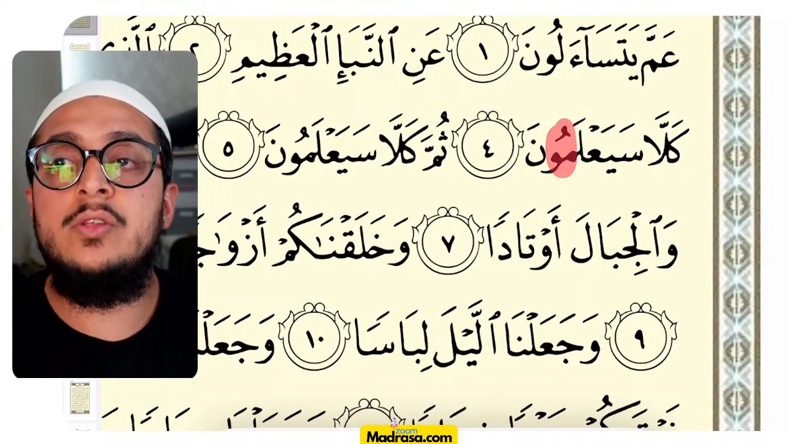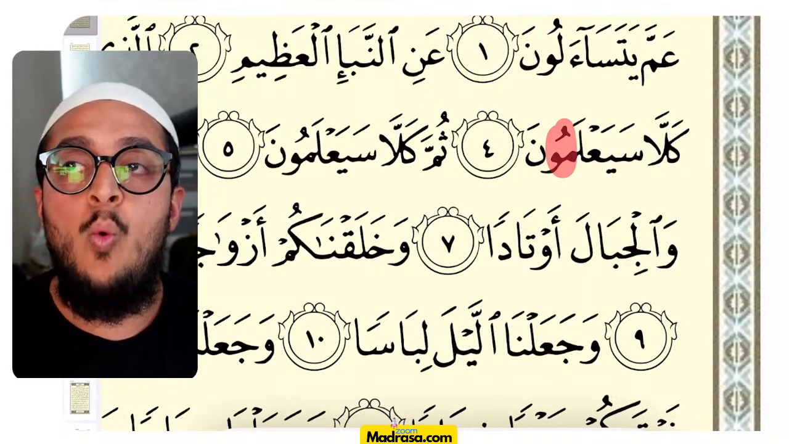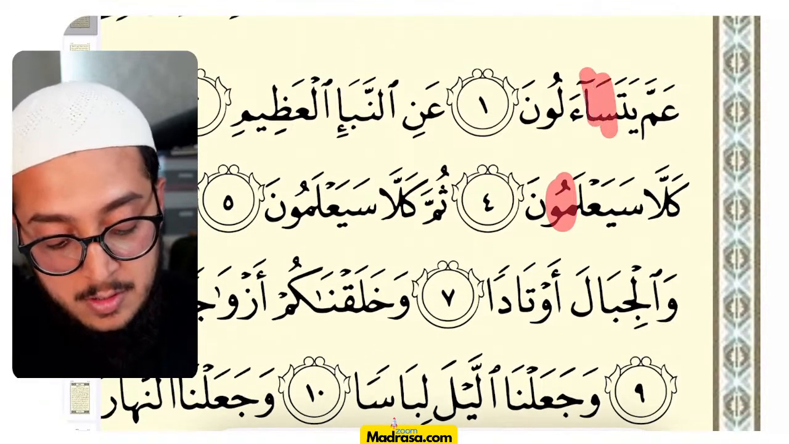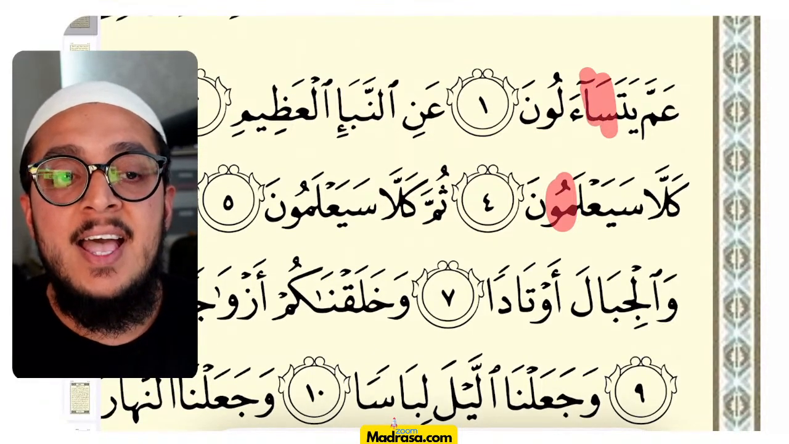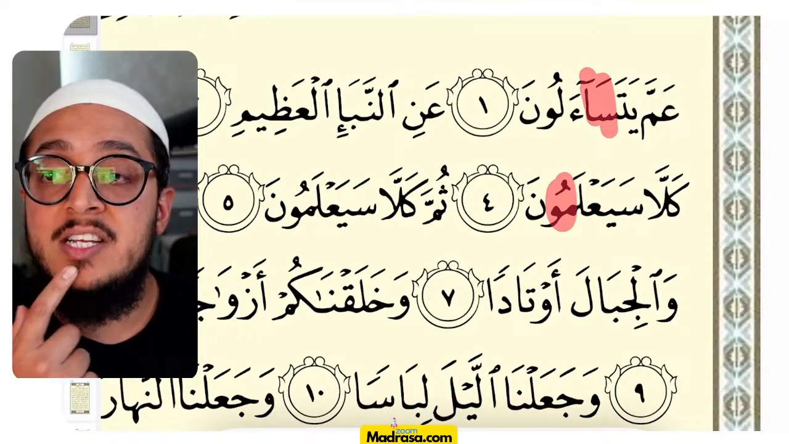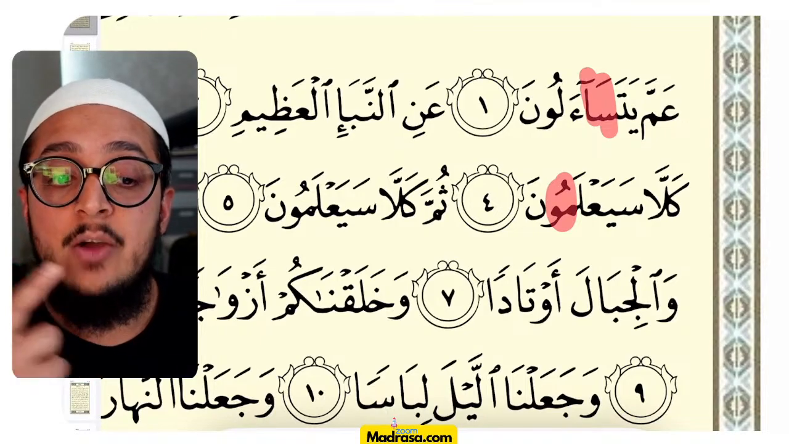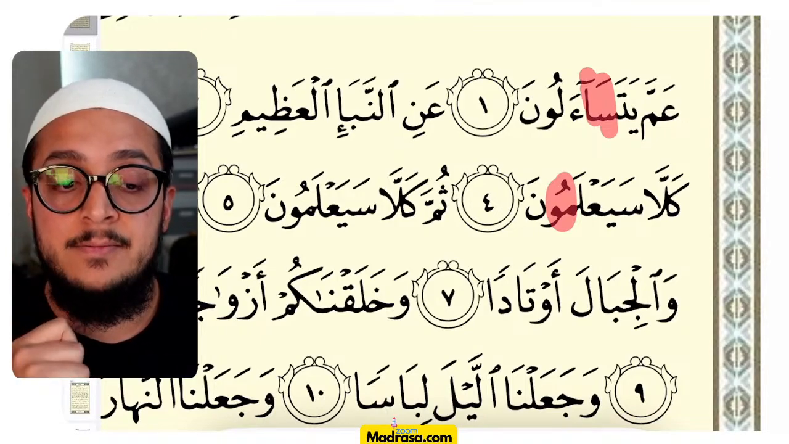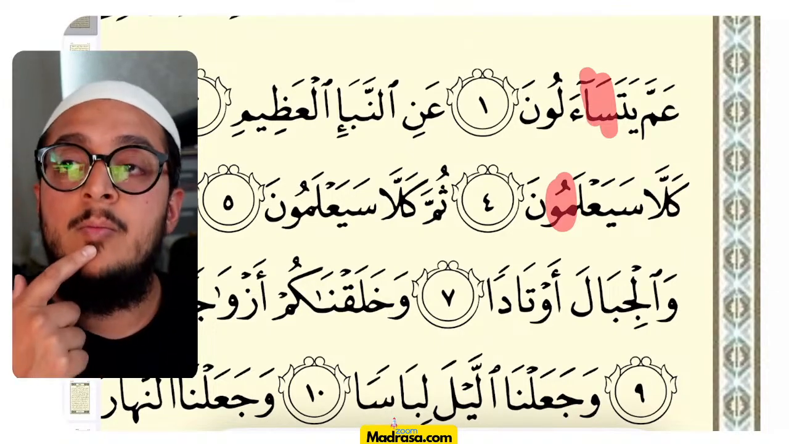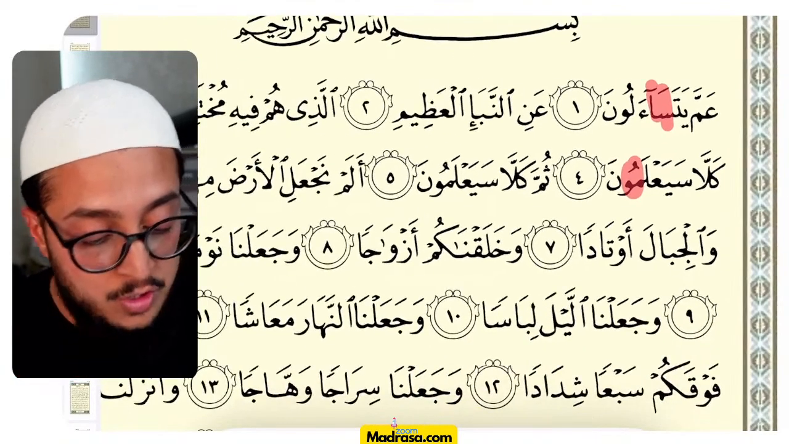سيعلمون. Focus on the moo. Moo. Sa. Don't focus on the first letter, focus on the second letter, the sound. Sa. Moo. Now focus on this.